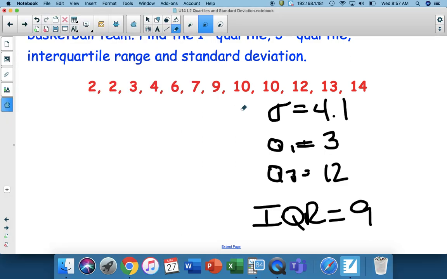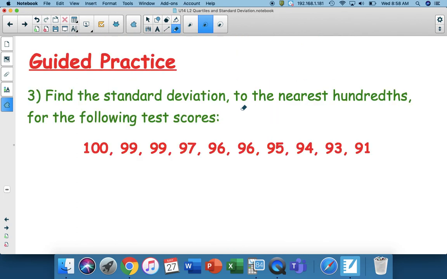Please don't forget, and the reason I keep mentioning median and quartile 2 is because you will be asked, what is quartile 2? What is the median? And it does show it there, so I just want you guys to remember that, okay? All right.